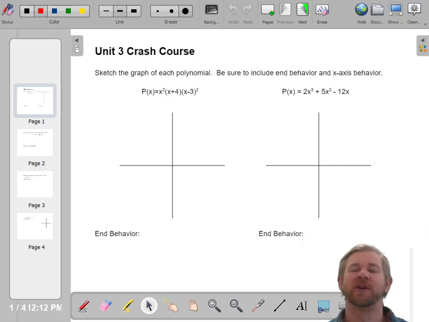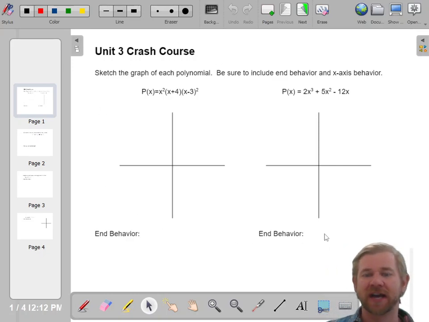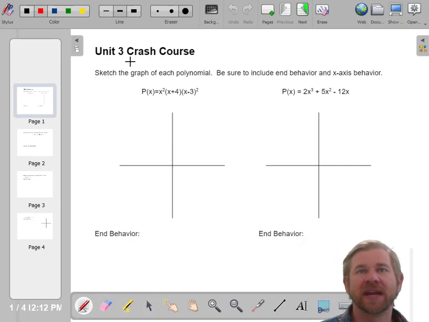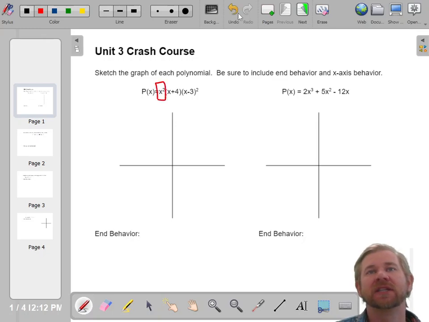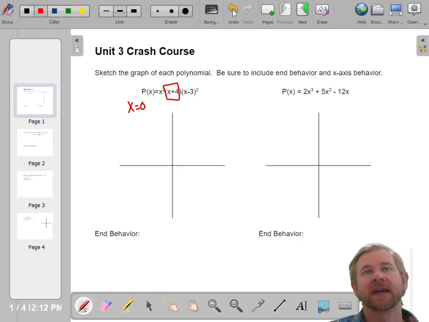Everyone, we're reviewing for a test, so let's see if we can do a couple of each type of problem. So the first one is just like the quiz, it's already factored. You need to think where each factor is 0. X squared is 0 when x is 0. X plus 4 is 0 when x is negative 4, and x minus 3 is 0 when x equals 3.